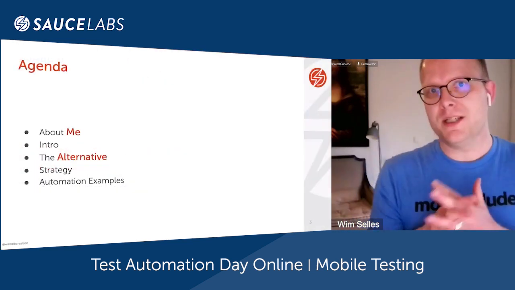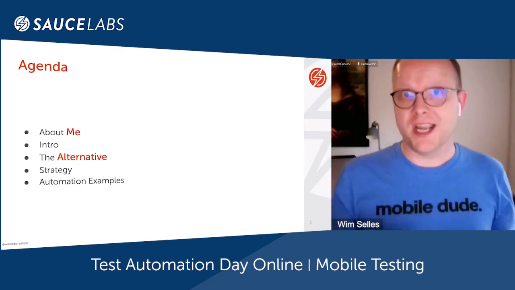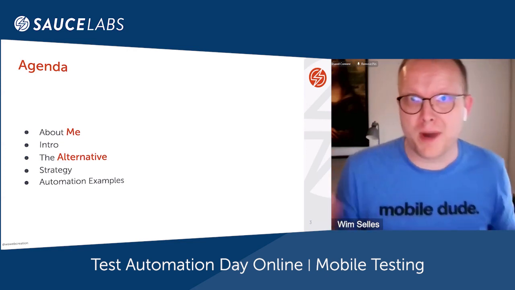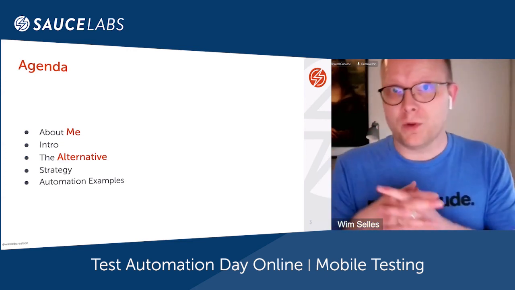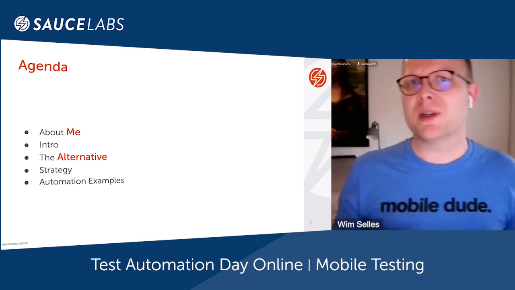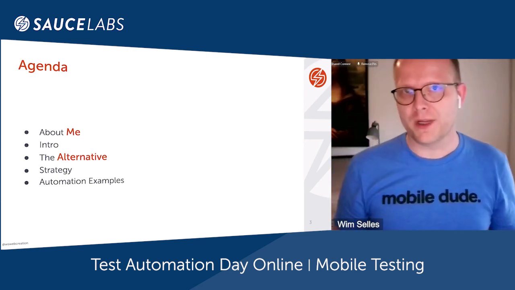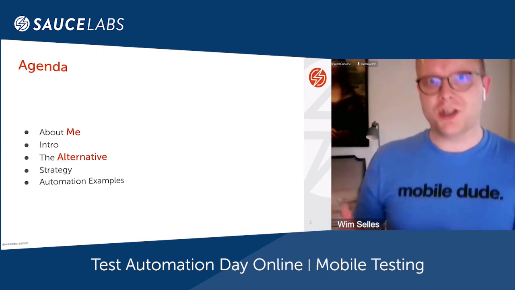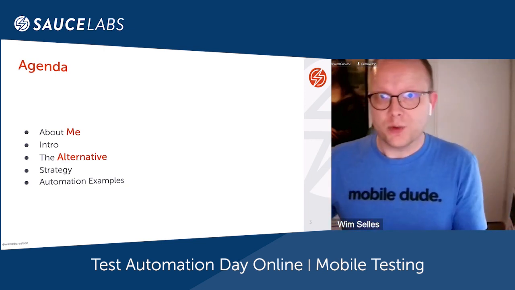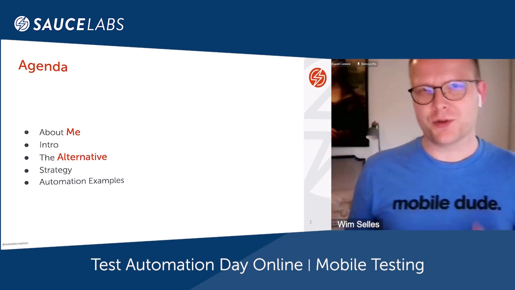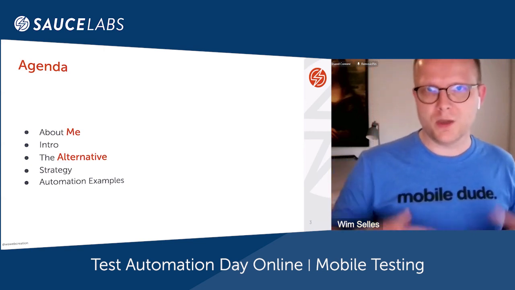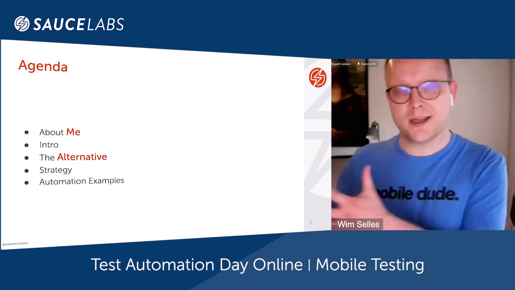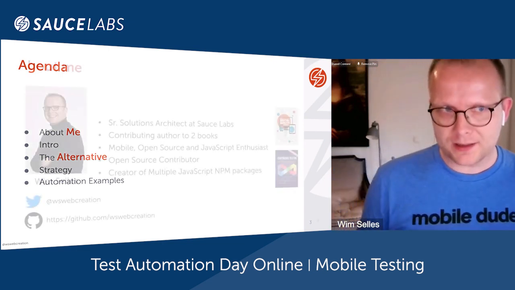Let's first take a look at the agenda. The things that I wanted to discuss today are, first of all, about me. Hopefully you don't know me, hopefully you might. I'm going to start also with an introduction. Then I'm going to look at the alternative that you saw also in the title of this presentation. Then based on that, I'm also going to explain what strategy you could use to automate PWAs, progressive web applications. And I will also give you some automation examples. So hopefully you will get your backpack filled with new things that you could use when you're back at your work. So let's start about myself.